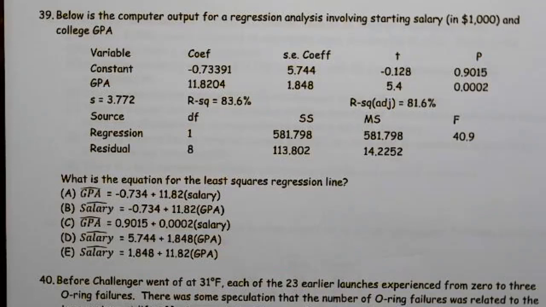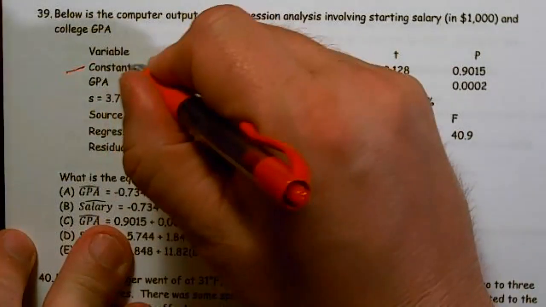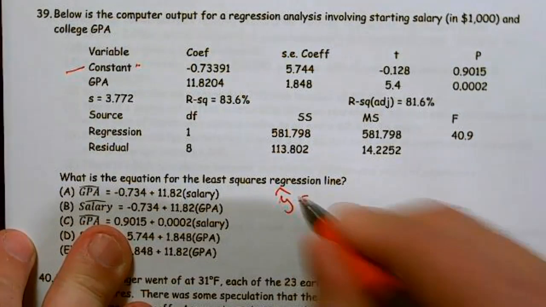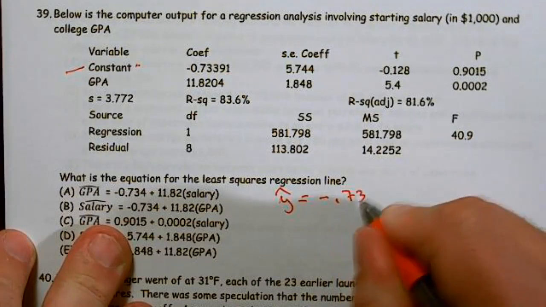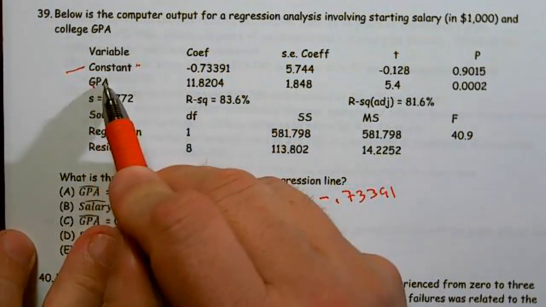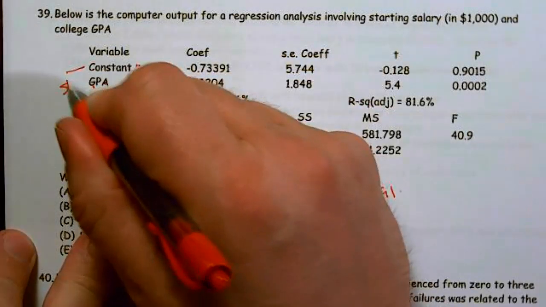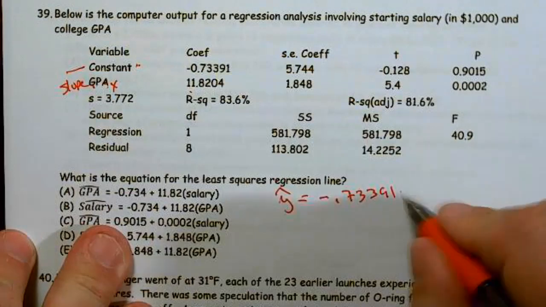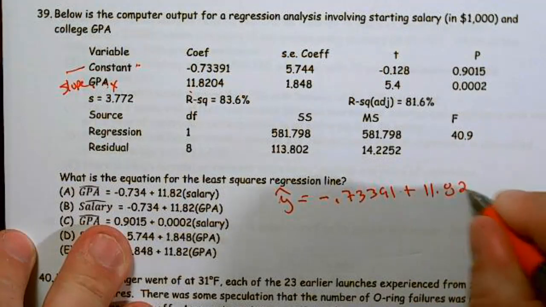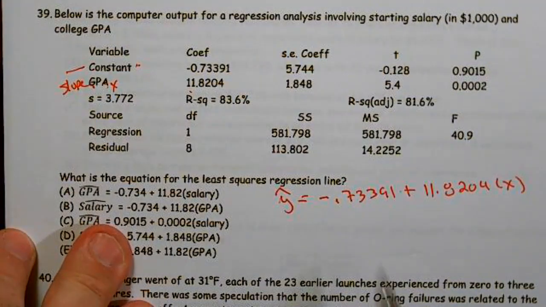So first off, the very first thing I do is look for either constant or intercept. Here it says constant, but regardless of whether it says constant or intercept, this is my y-intercept. So y hat equals negative 0.73391. And then whatever's below it is my x variable, making this my slope row, and this is my x. It's positive, plus 11.8204x.